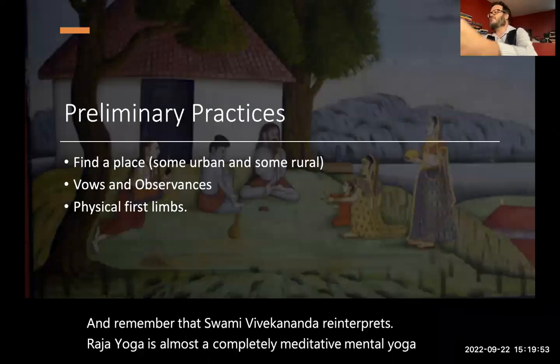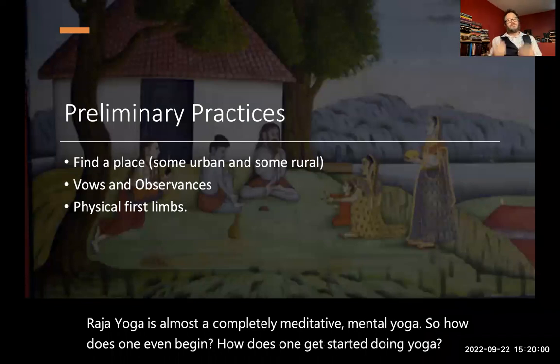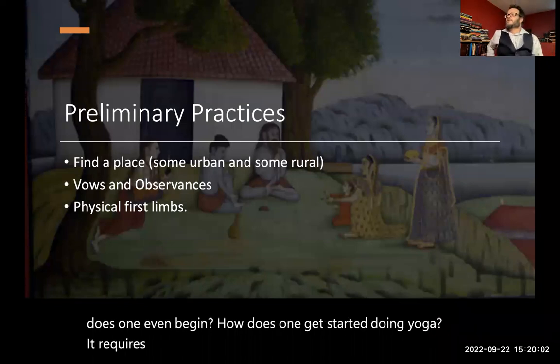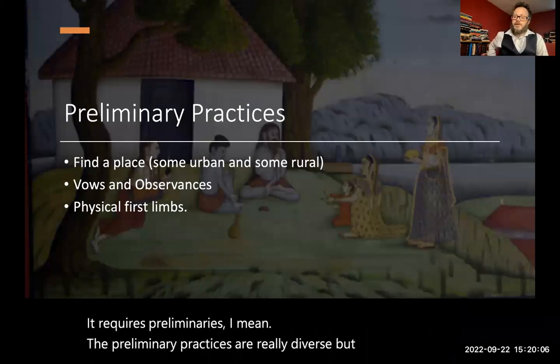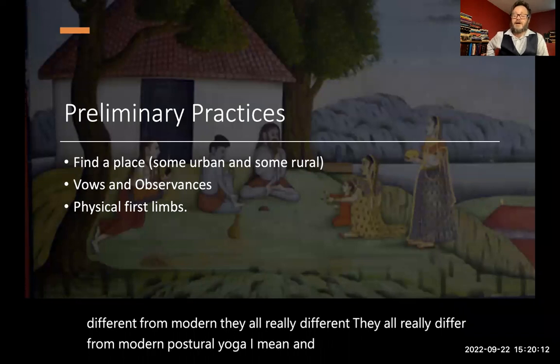So how does one even begin? How does one get started doing yoga? Well, it requires preliminaries. The preliminary practices are really diverse, but they all really differ from modern postural yoga. And they're pretty intense by comparison.